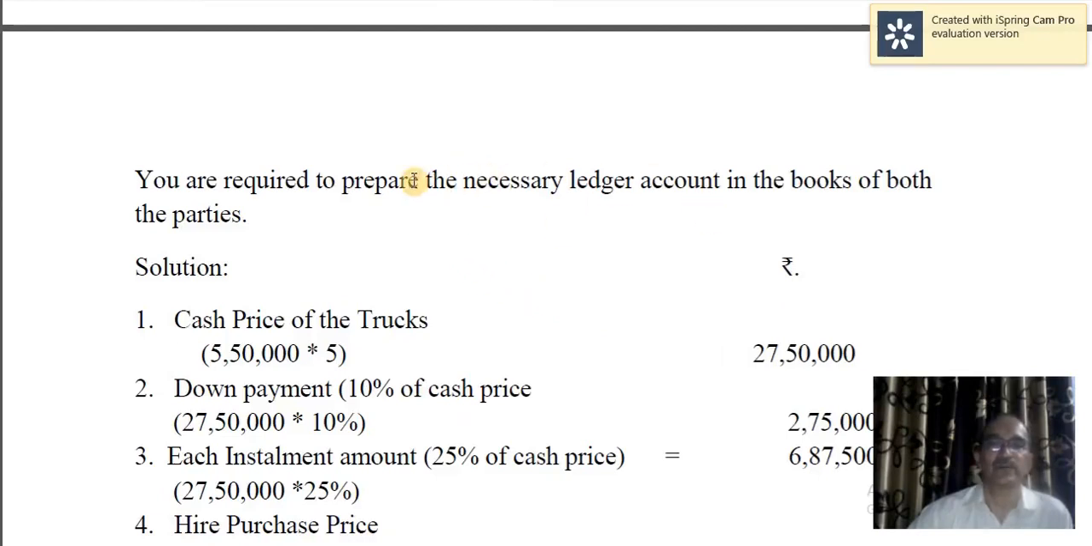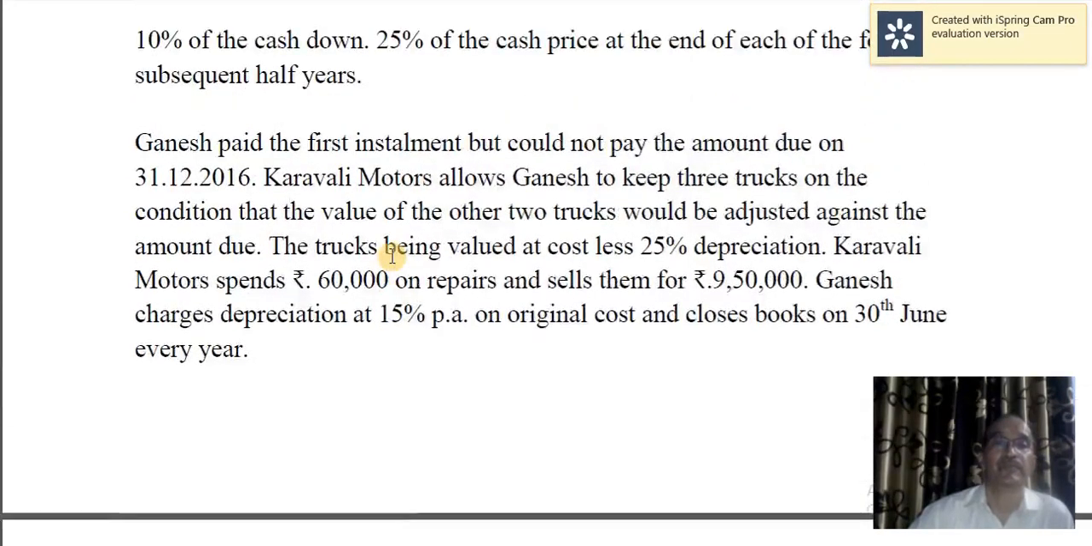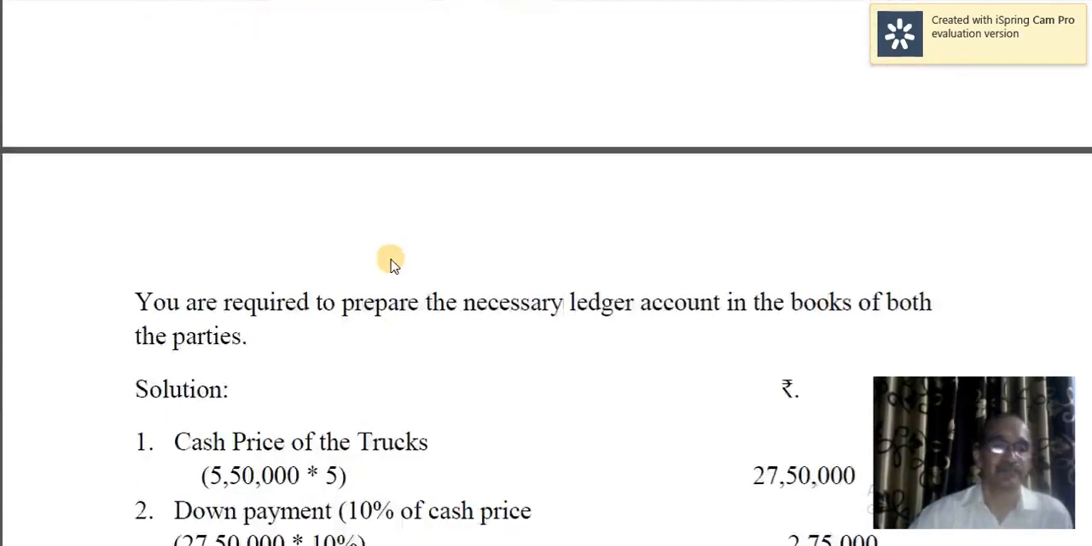So you need to open the necessary ledger accounts in the books of both the parties, that is Ganesh as well as Karavali Motors.